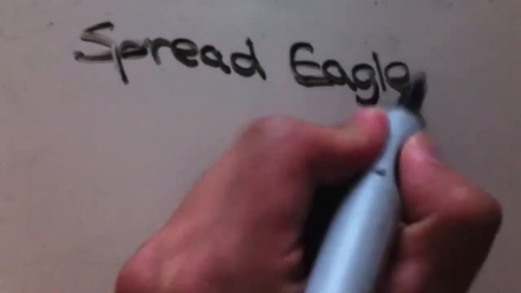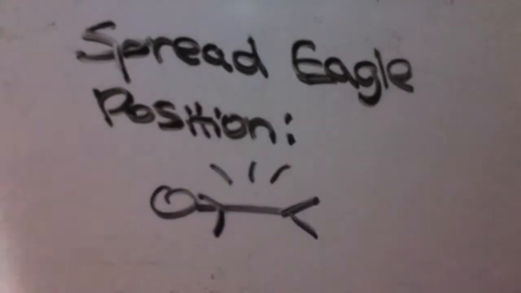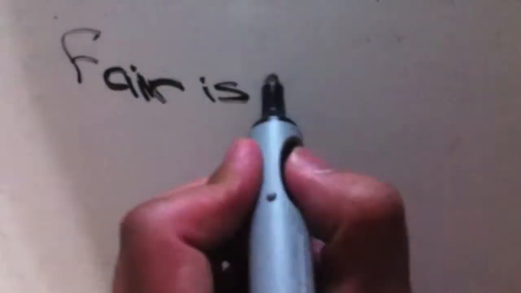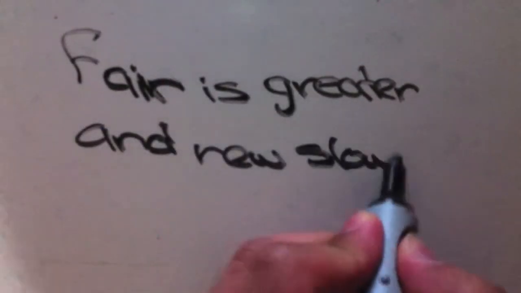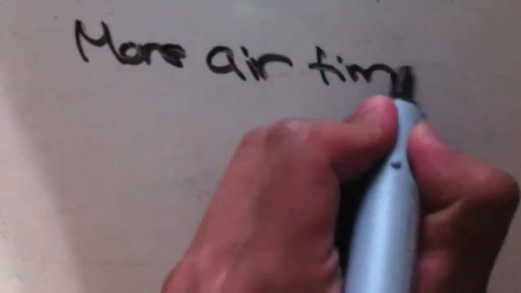This is an example of a spread eagle position. When a skydiver is in this position, he will have greater air resistance and he will have a new slower terminal velocity. The skydiver will also have more time in air to skydive.